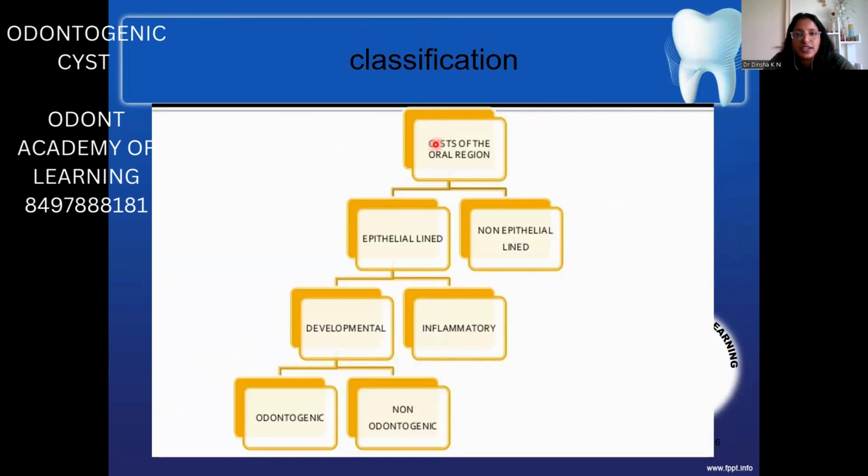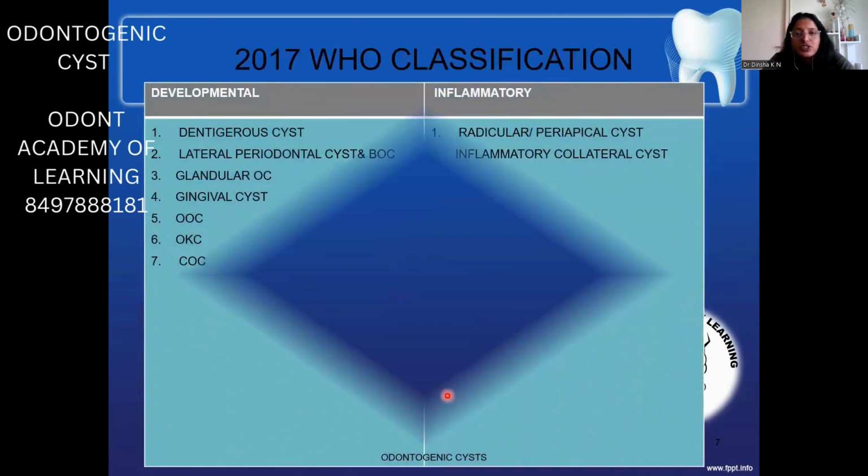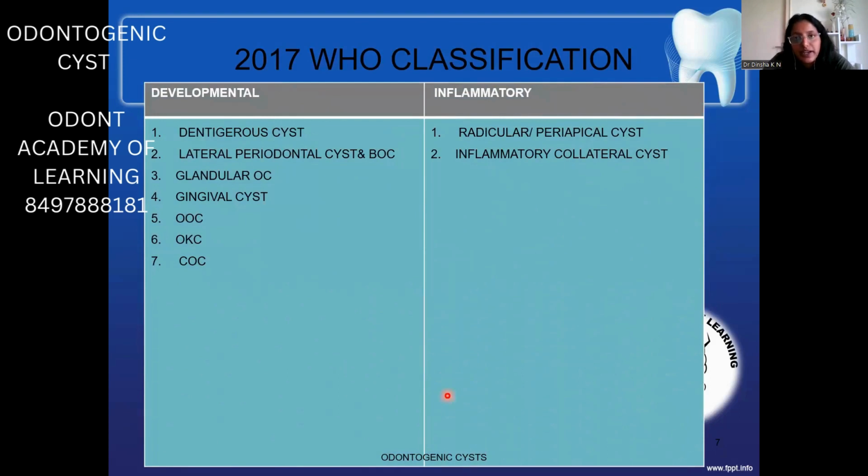The cysts of the oral region have been classified into epithelial lined and non-epithelial lined. Under epithelial lined, we have the developmental cyst and the inflammatory cyst. Under developmental, we have odontogenic cysts, that is those cysts arising from the odontogenic apparatus, and we have non-odontogenic cysts also. The classification of these cysts has been given by the World Health Organization, and the latest updation happened in the year 2017. Previously, it was in the year 2005. After 2005, the updation happened in 2017, and they made some changes in the classification.